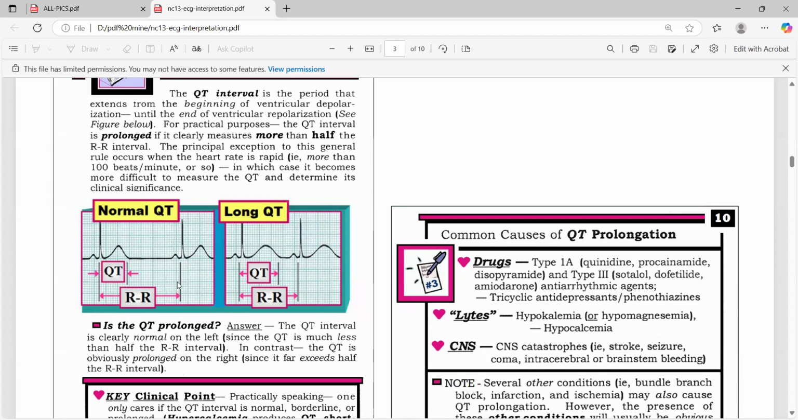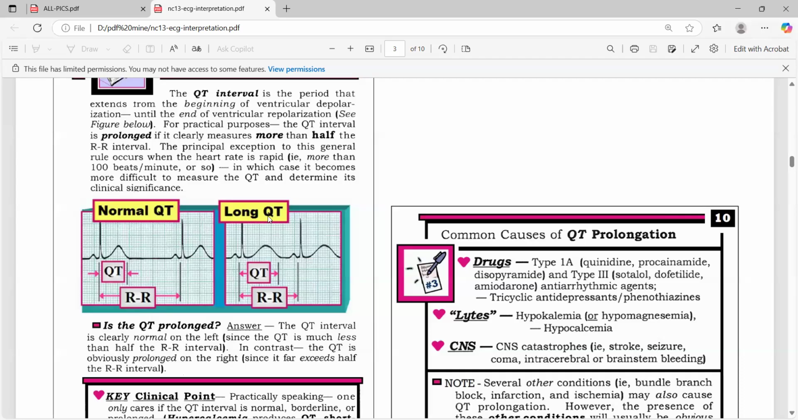Then from R to R is basically 1, 2, 3, 4, 5, 6, 7. So almost 7 boxes are there in the R to R interval. For your understanding, if you can memorize this one, it will help you figure out if it's normal or abnormal or whatever it is.